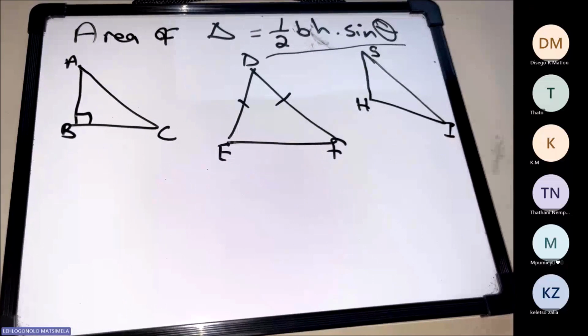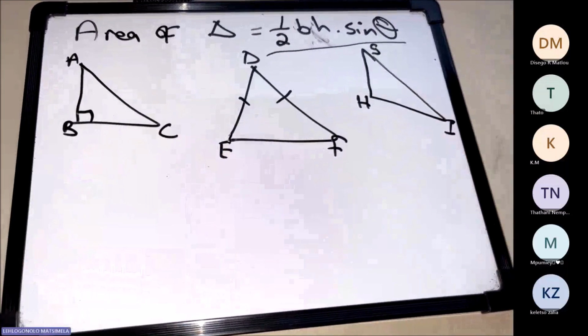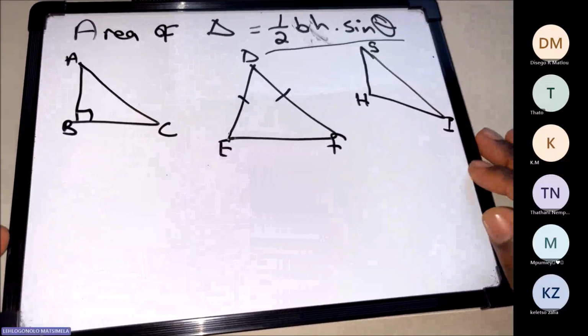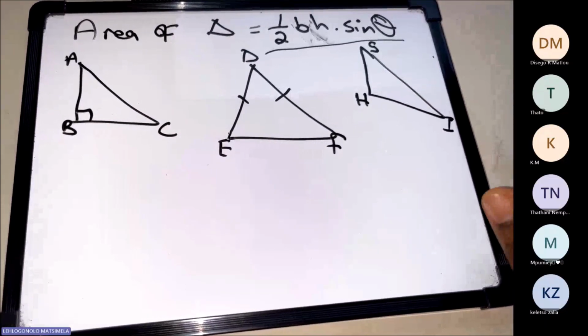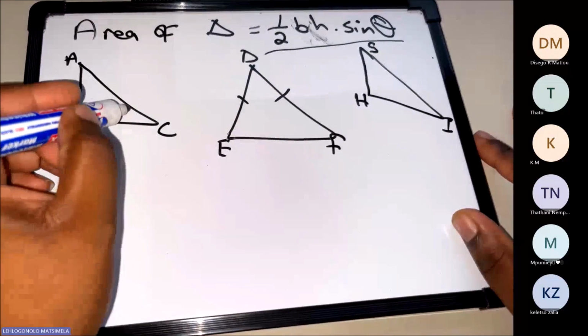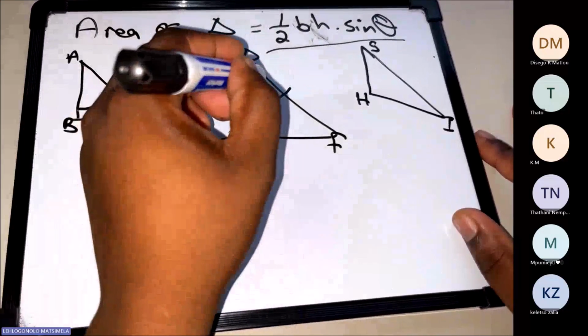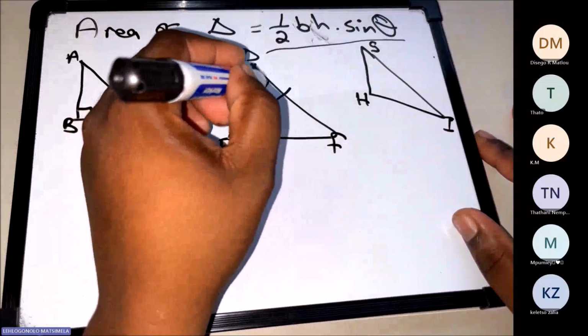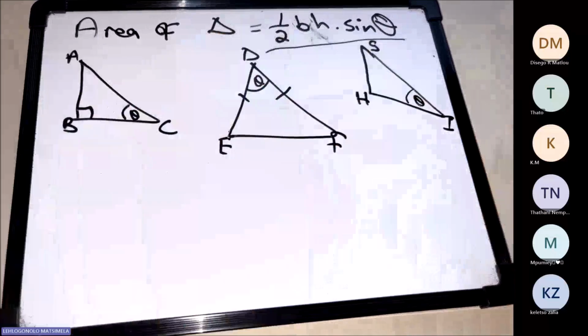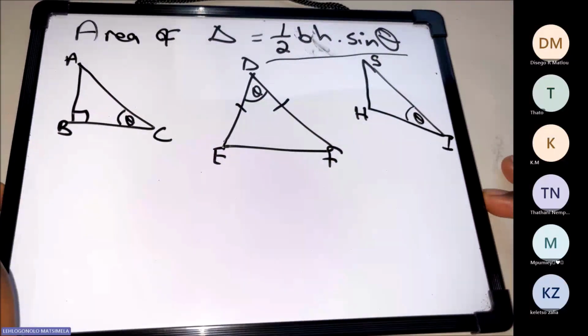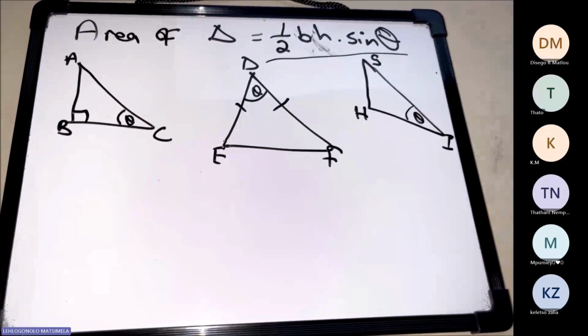So here we are given the sides only, no angles. So we can find the area of all the 3 triangles if we assume angle theta is here. Let's assume angle theta is here. So the theta is the same in all the 3 triangles. Then for the area of a triangle, you must make sure that you have either the 2 sides.